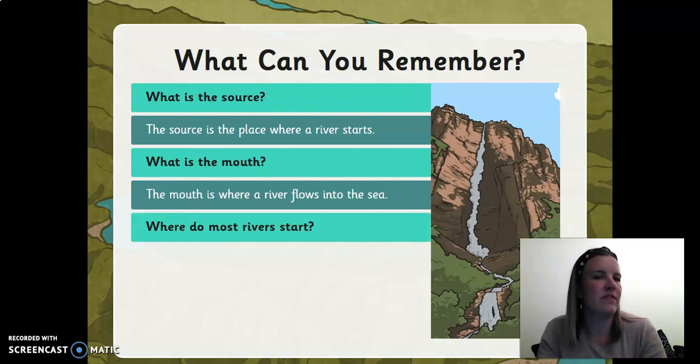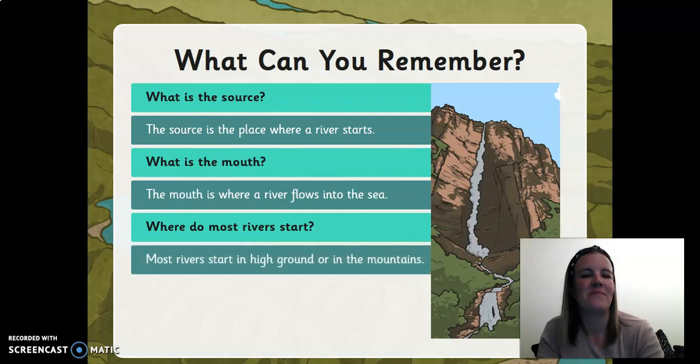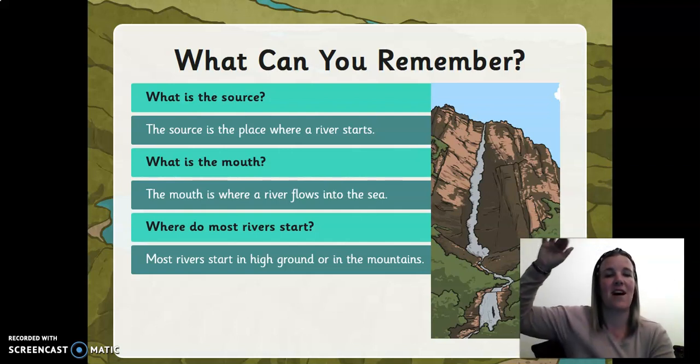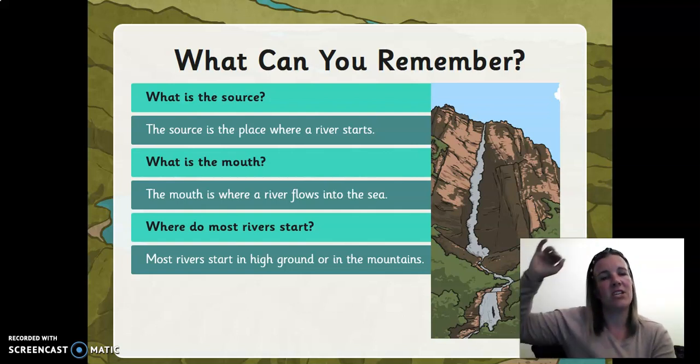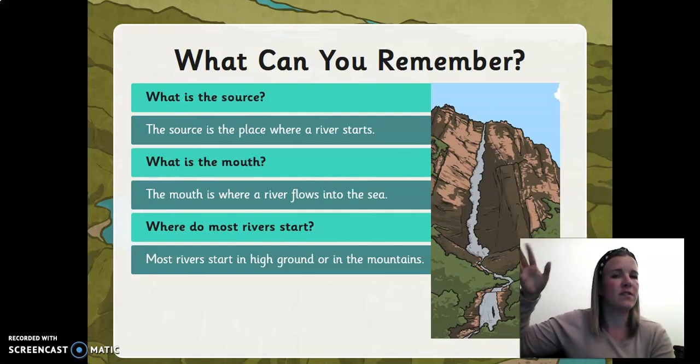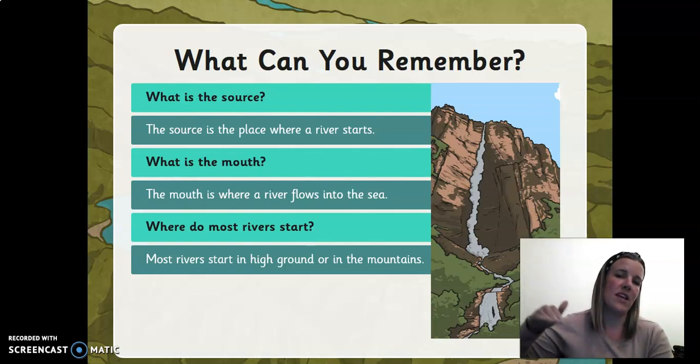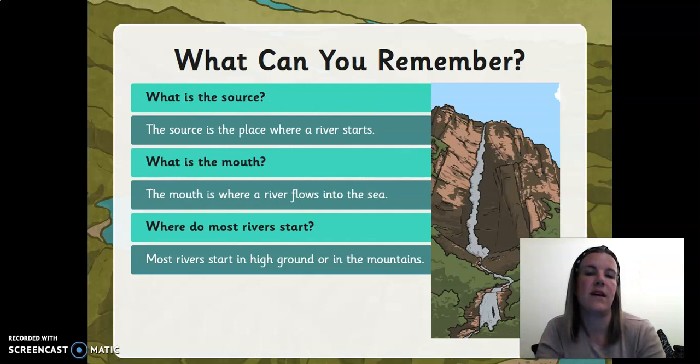Where do most rivers start? Interesting. Can you remember that one? Yeah, most rivers start in high ground or even mountains. And the reason for that is because the river has to start up high so that the water can flow downwards before it starts to slow down. Initially, the water that starts up in high ground is quite a fast flowing river before eventually, as it moves into flatter land, the river slows down as well.